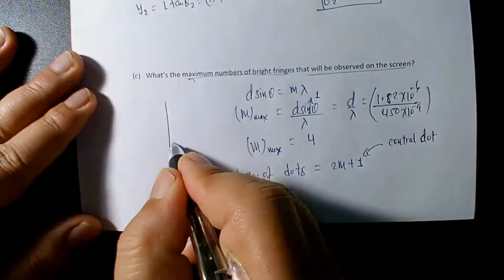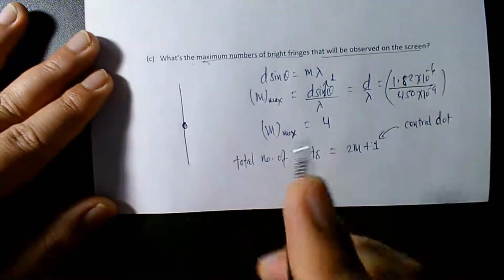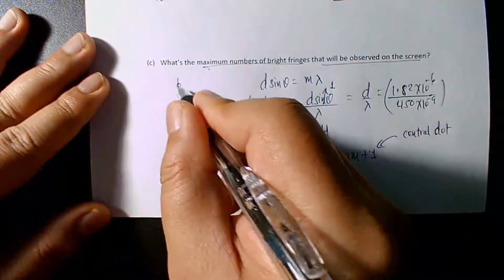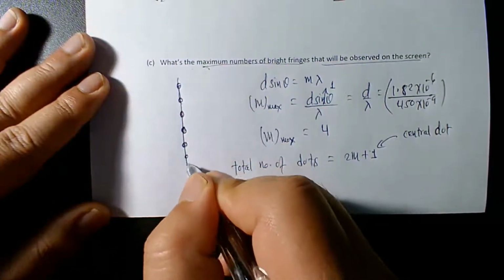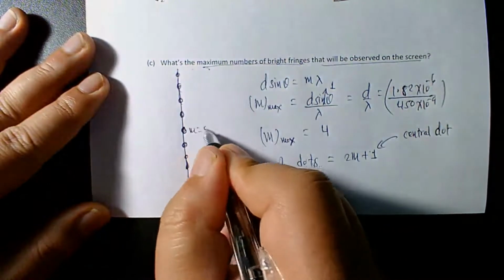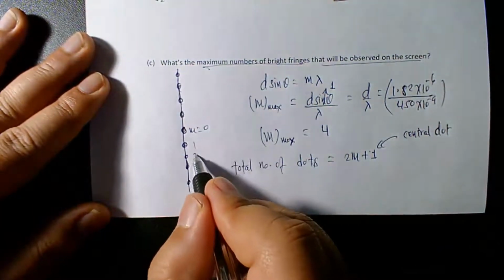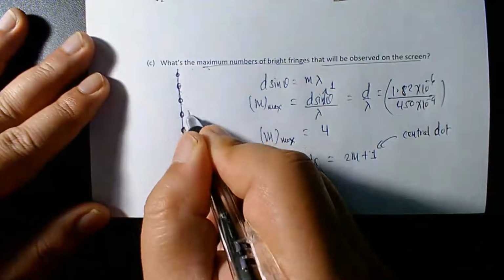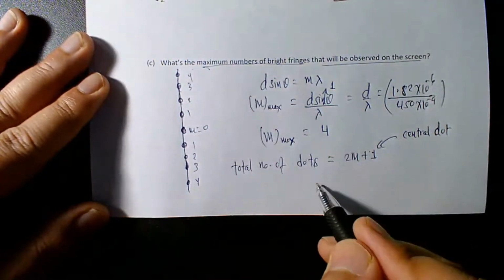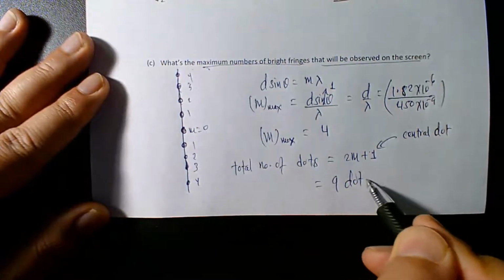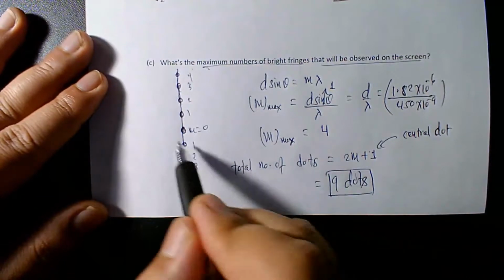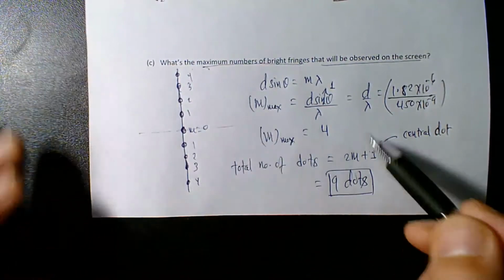Because you'll have a symmetrical order of diffraction, a symmetrical order of dots on each side, with m equal to 0 at the center, you have 1, 2, 3, 4 on one side and 1, 2, 3, 4 on the other side. So in this case you will see a total of 9 dots on the screen. And this is how you can find it.